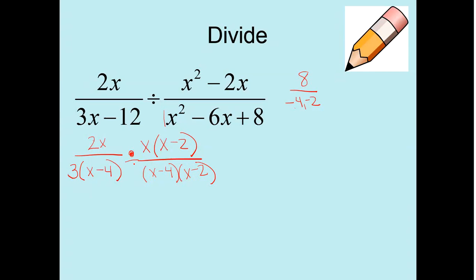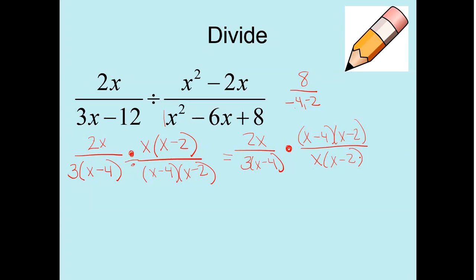We're still dividing. Now, you can't start canceling things because we're dividing. So what we're going to now want to do is keep the first fraction the same, but switch the other one around. So it's actually going to be this. X minus 4 times x minus 2 over x times x minus 2. Like that. Because we are dividing, guys. We do need to switch or flip that second fraction like we normally do when there's just numbers.